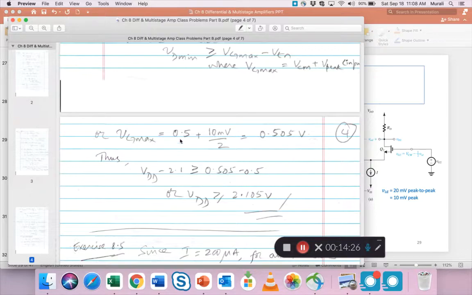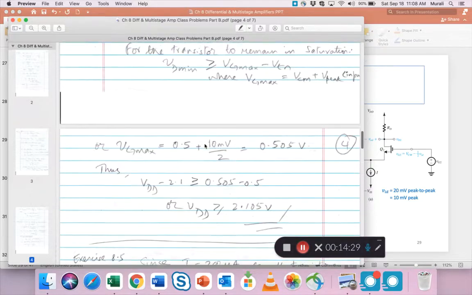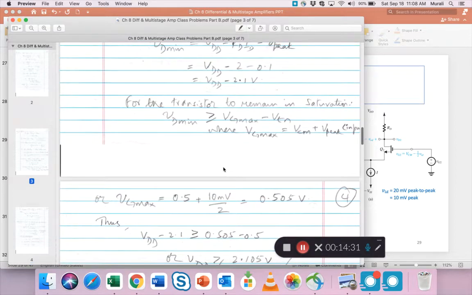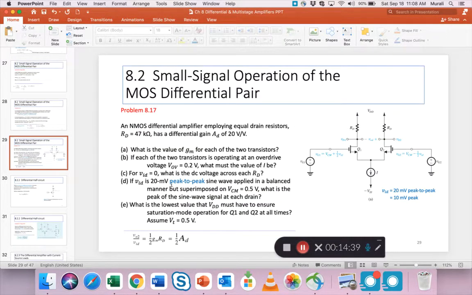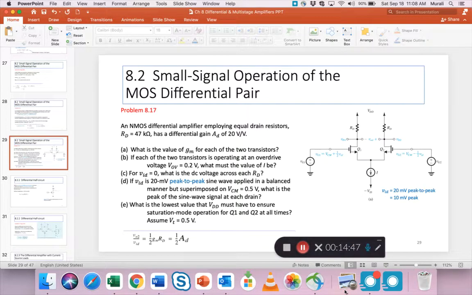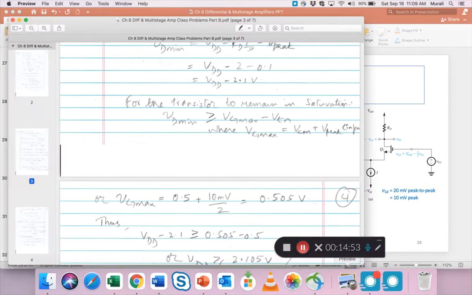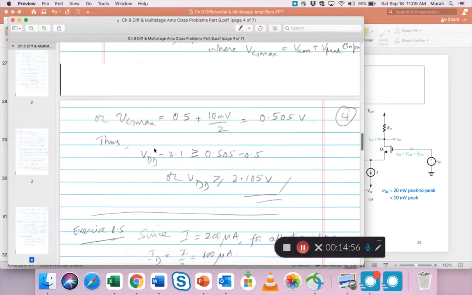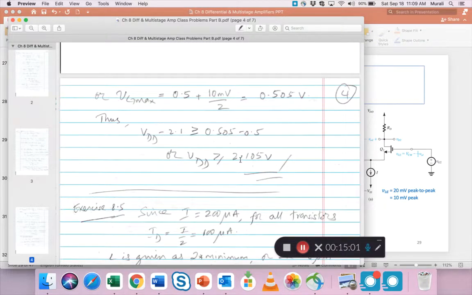Or VG max is 0.5 plus 10 millivolts by 2, because common mode is given to be 0.5, right? Yeah, superimposed on a common mode voltage of 0.5. Thus, VDD can be calculated to be greater than or equal to 2.105 volts. Okay.